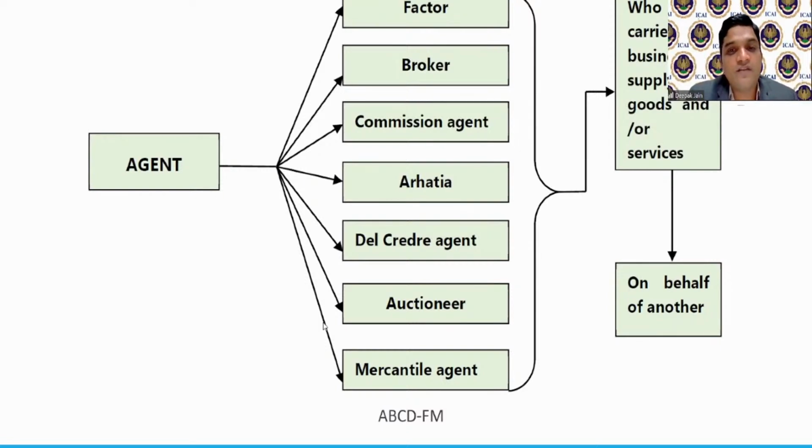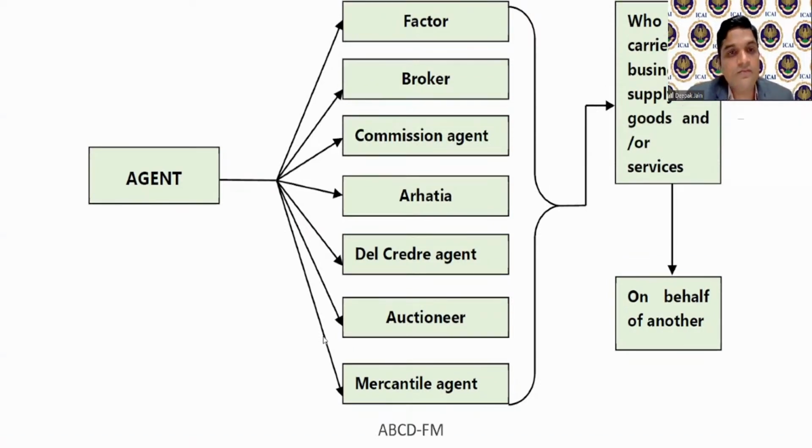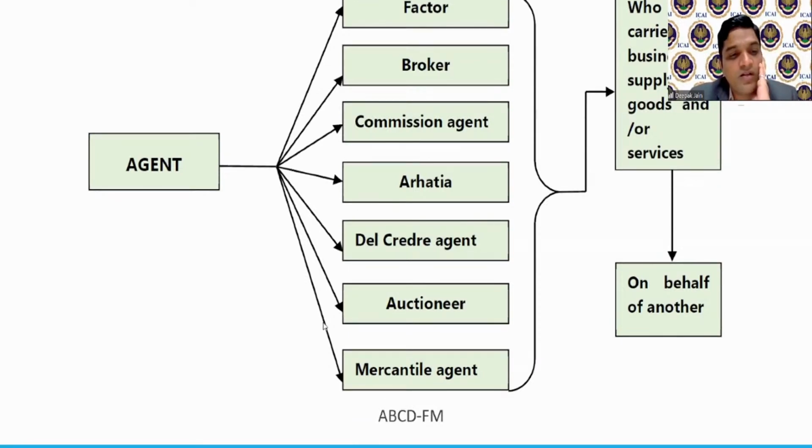Now, what is the definition of agent? Okay. Agent means a factor or a broker. Basically, these are all the words which we interchangeably use. So there's nothing new in this. Agent means a factor or a broker or a commission agent or a arhatya or a del credere agent or an auctioneer or a mercantile agent. So if they ask you definition of agent, you have to mention all of these terms. Who is an agent? Agent is a factor, broker, commission agent, arhatya, del credere agent, auctioneer, or a mercantile agent.